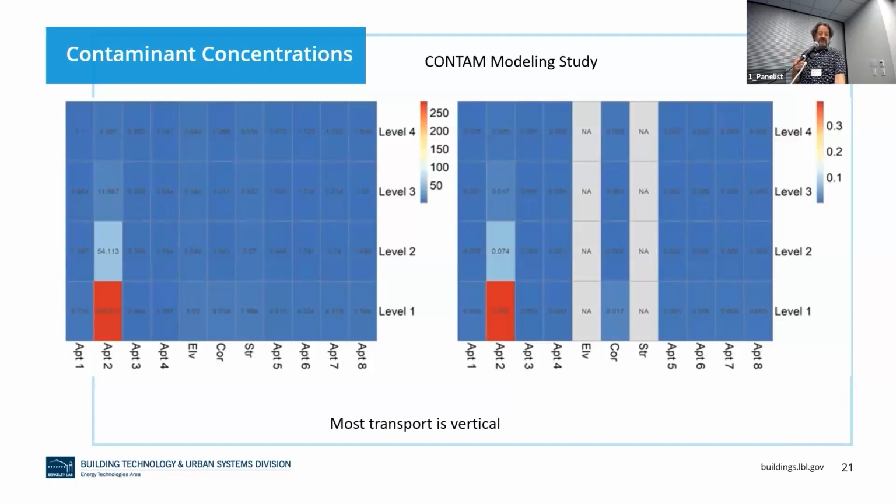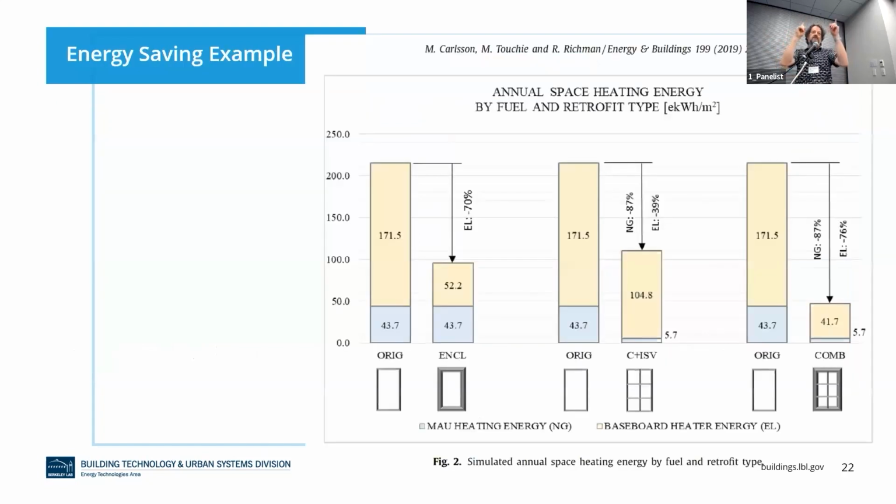In the interest of time, I'll skip these funky pictures. We can talk more about them later. I don't want to go into detail. Basically, this is just a heat map of if you release a contaminant in a zone, where does it go? I just want to show that most of the travel is vertical. So the worst case units are the units above where you are. So if you're cooking, where does the odor go? It goes to your neighbors who are upstairs.